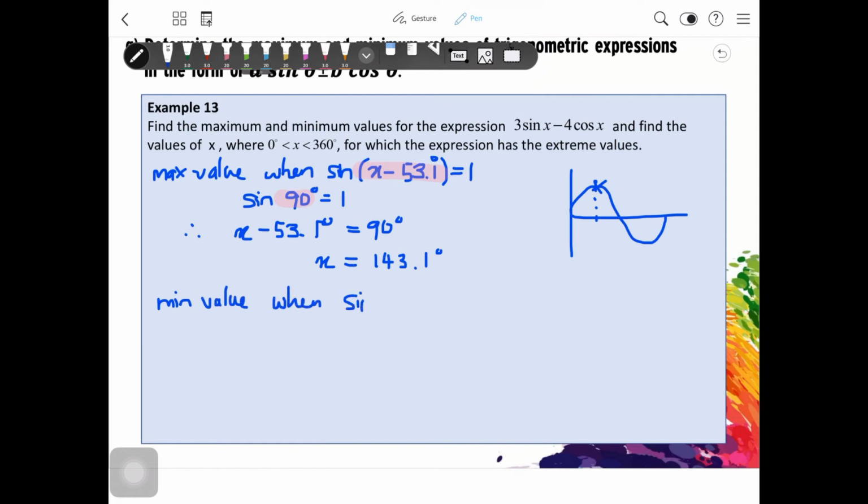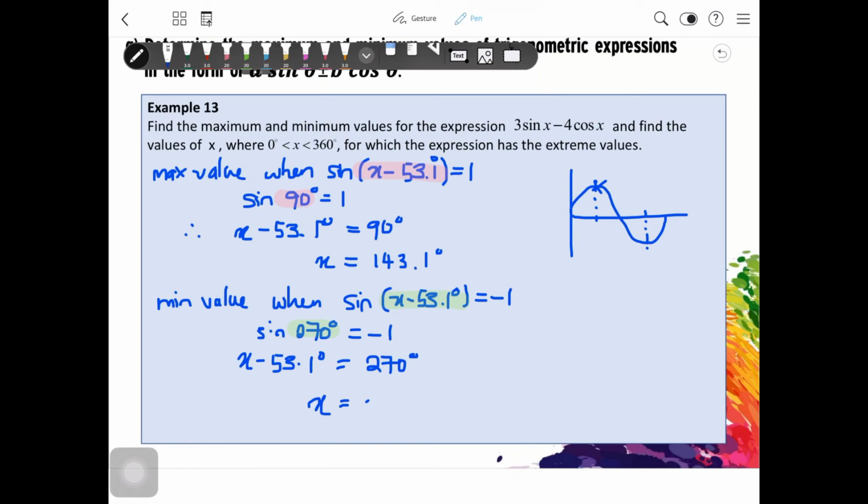The next one is the minimum value, when sine (x minus 53.1 degrees) equals negative 1. Recall from the sine graph, it happens when sine 270 degrees is negative 1. Therefore, this angle should equate to that. So x minus 53.1 degrees should equal 270 degrees, in which we are answering the question: the minimum value happens when x equals 323 degrees.